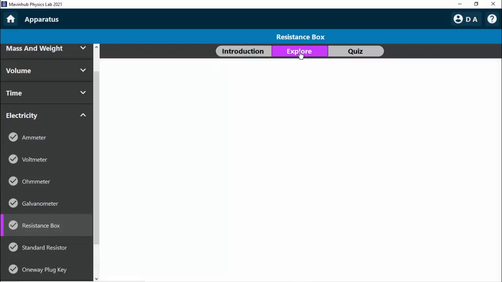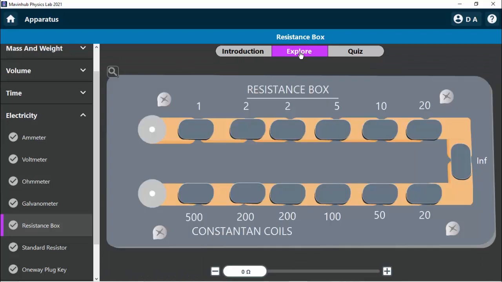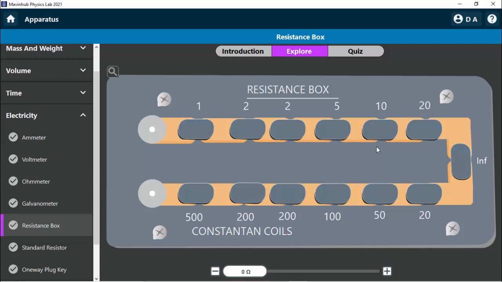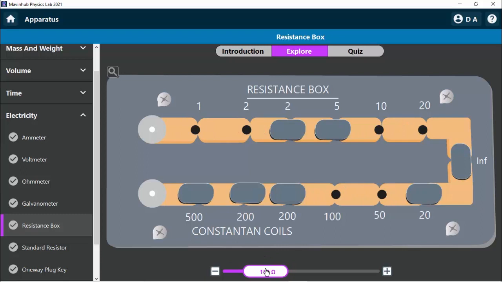So I'm going to explore a resistor. This is the top of a resistance box. Let's say I want 10 ohms. I'm going to remove this knob. Once I remove this knob, then I'm going to have 10 ohms. So you set the resistance by removing the knob, not by inserting. It's by removing the knob that you get your 10 ohms. You can explore that in Mavinhub Physics Lab.